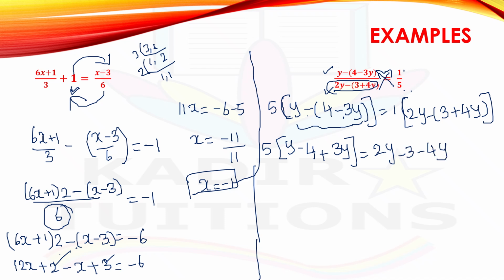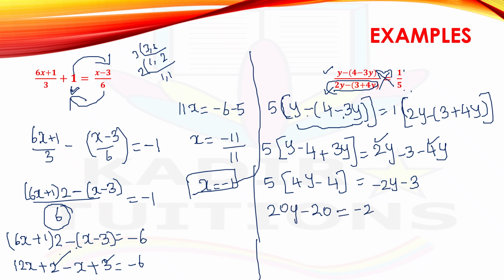So what is going to happen now? 5. So y plus 3y is going to be 4y minus 4. And here 2y and minus 4y is going to be minus 2y minus 3. And here 5 you multiply with both the terms, then it's going to be 20y minus 20 equal to minus 2y minus 3. Now move the variable term to the LHS, 20y. So this will be coming this side, so it's going to be plus 2y, and here minus 3, and this minus 20 moving to the RHS becoming plus 20.